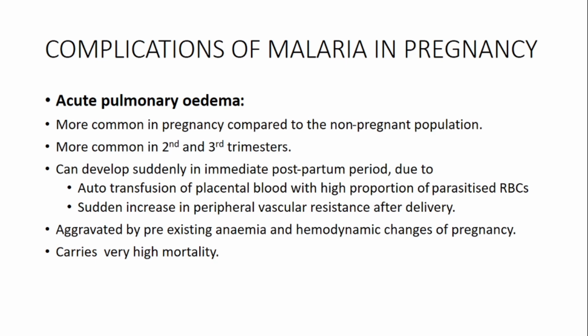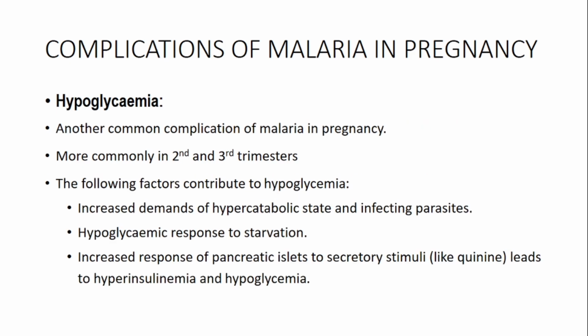Acute pulmonary edema is another complication that's not commonly seen in non-pregnant patients, but may complicate malaria in pregnancy, and is more common in second and third trimesters. It may also occur immediately postpartum due to an autotransfusion of placental red blood cells back into the circulation following delivery. There is also an increase in peripheral vascular resistance after delivery, and this may place these women at more risk of acute pulmonary edema, which is associated with very high mortality.